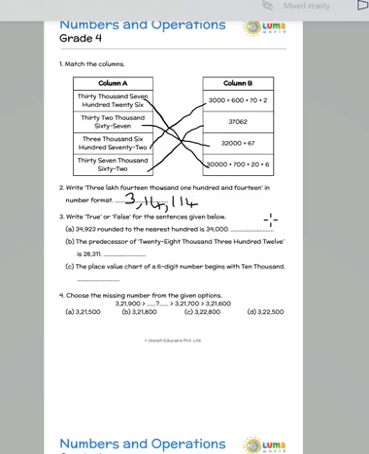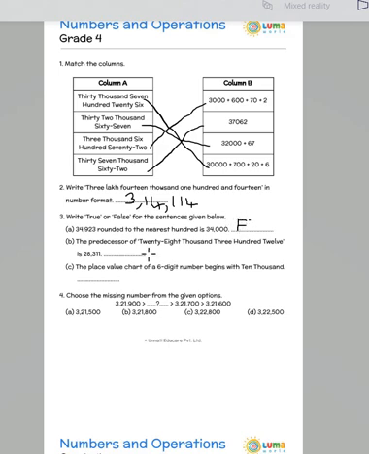Write true or false for the sentences given below. So we have the first one which says that this number is rounded to the nearest 100 and it is 34,000. When you say the nearest 100, after the 100 you place a line here. You see that after 9 the number which comes is 2. It's less than 5, so it should be 34,900 and not 34,000. So it is false.